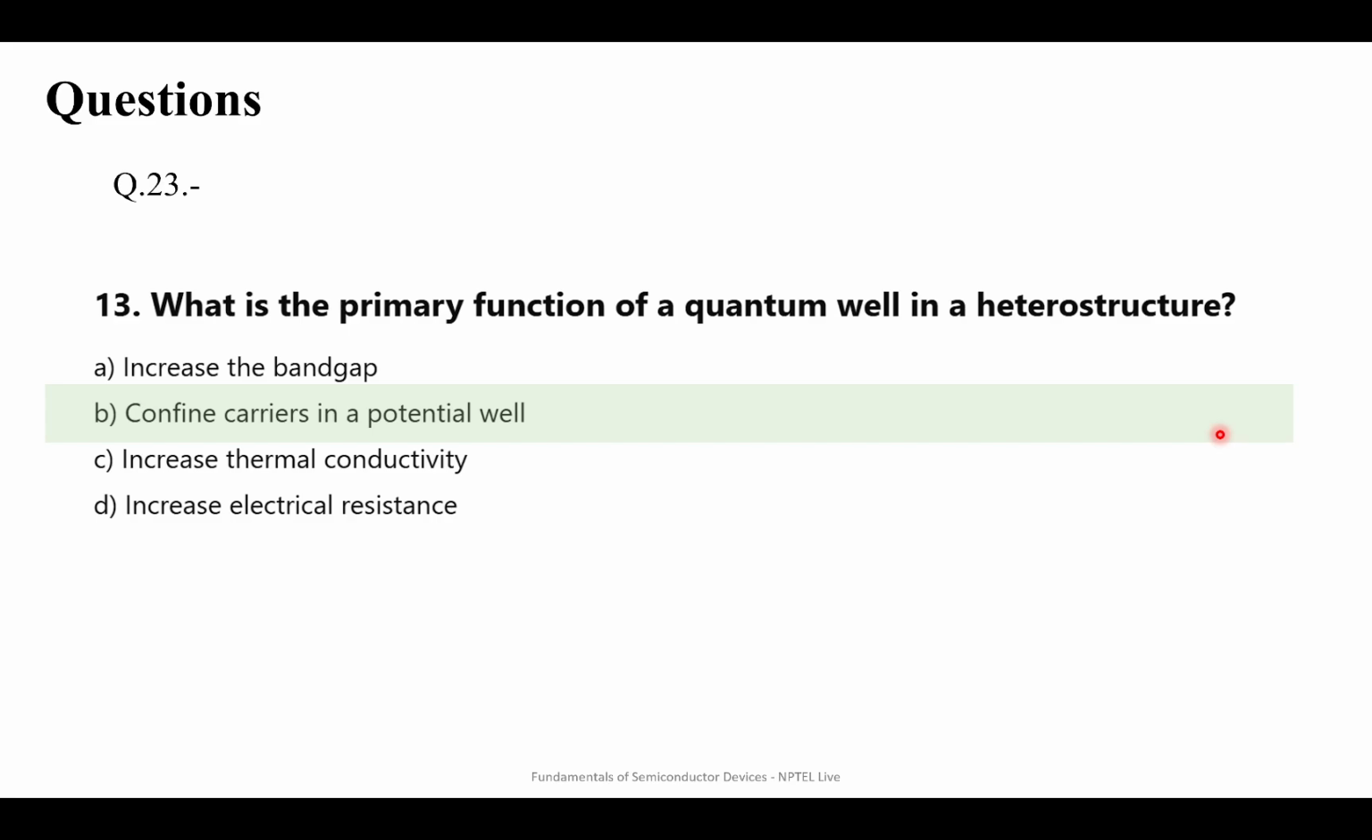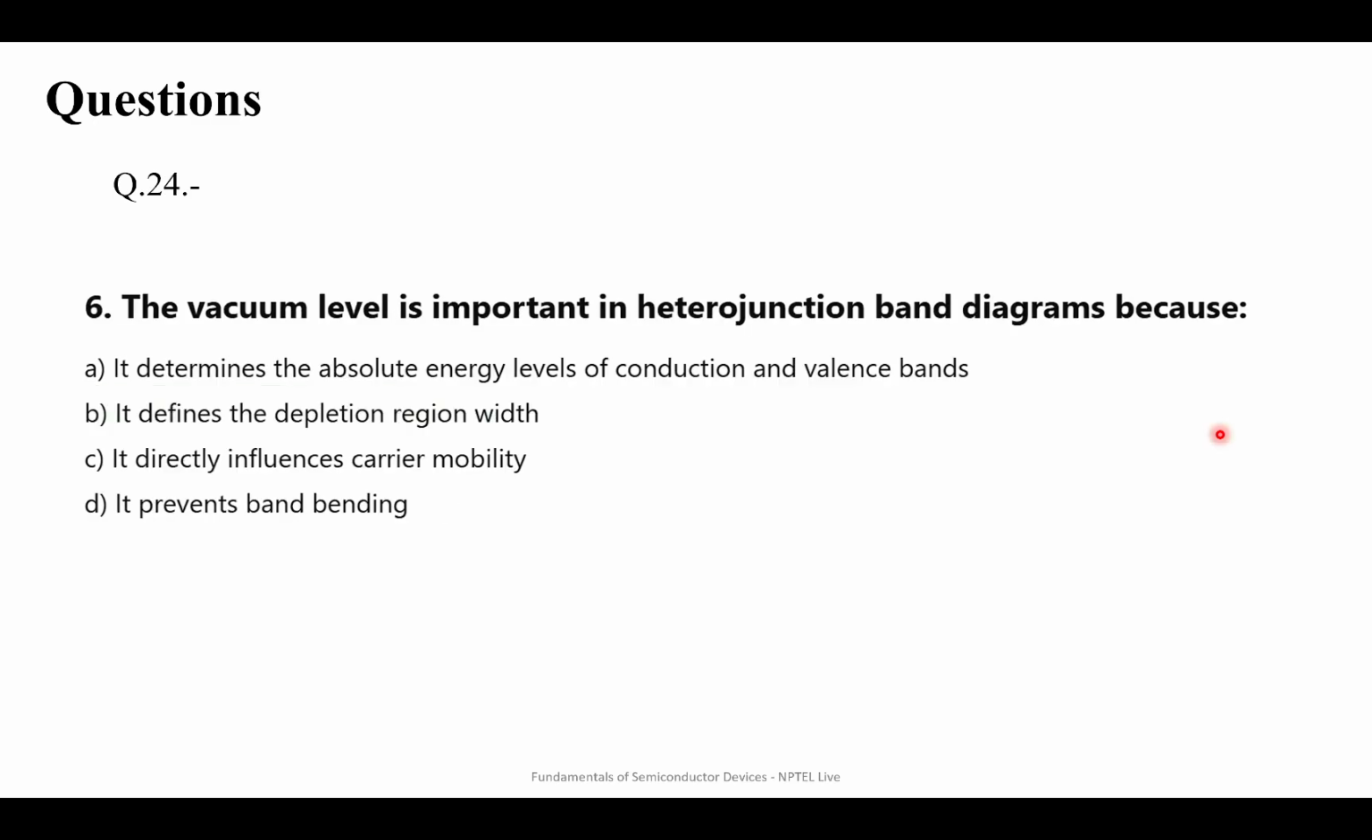You will have to compare band gap, electron affinity, all those things. The vacuum level is important in heterojunction band diagrams because it determines the absolute energy levels of the conduction and valence bands. It defines the depletion region width. It directly influences carrier mobility. It prevents band bending.